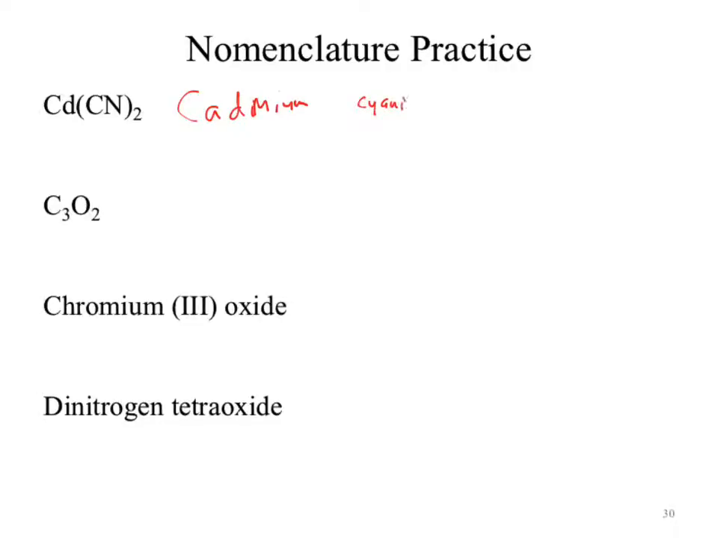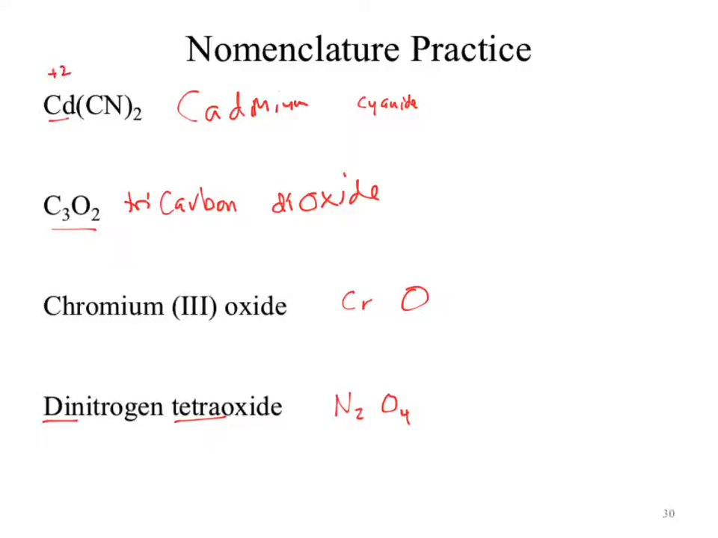Cadmium cyanide. Not saying that's right, just so you don't get too excited. That's where we're starting. Carbon oxide, chromium oxide. And now I get excited because I like these ones. Tetra was the oxygen. Di was the nitrogen. Same kind of deal here. Tricarbon dioxide. I should have changed the color so we could see me do different things.